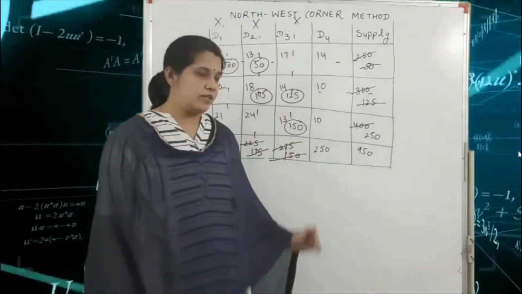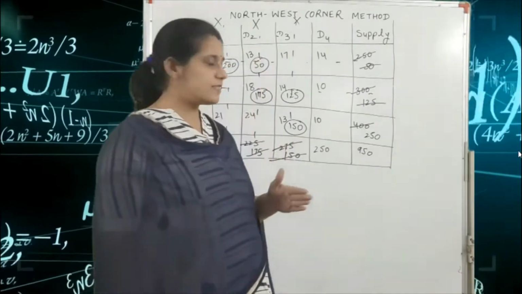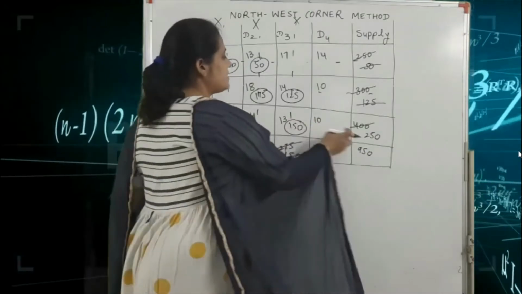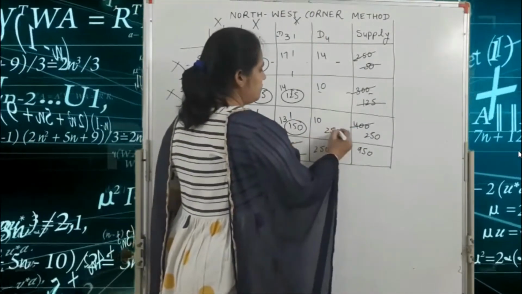Next we move to the next column, that is the fourth column, your last column and the last cell. According to 10, your supply is 250 and your demand is 250. So we write here 250.